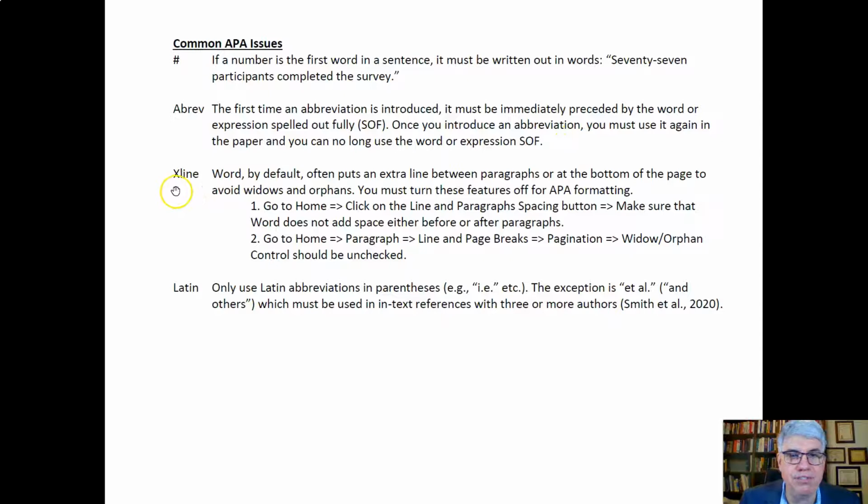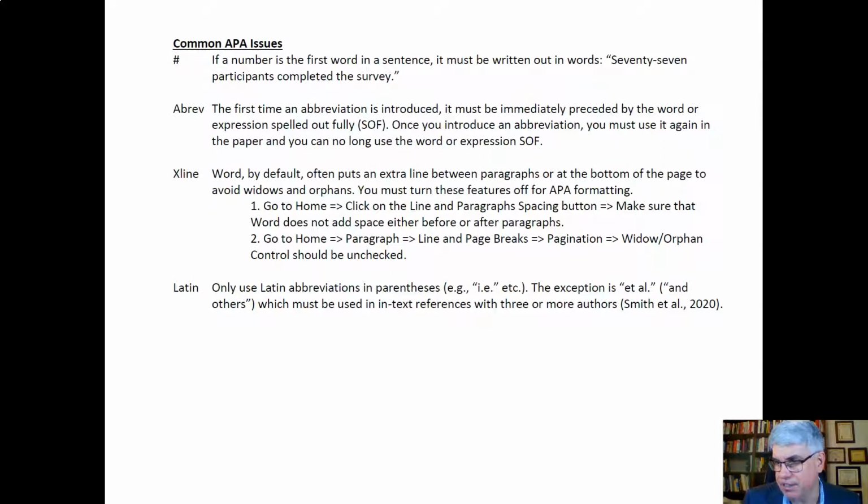Another issue is that Word by default puts an extra line between paragraphs at the bottom of the page, to avoid a single line at the bottom or the top of the page, a widow or an orphan. You need to turn off these features for APA formatting. And I've got some directions here on how to turn it off. But basically, if you've got an extra line between two paragraphs, you need to turn it off.